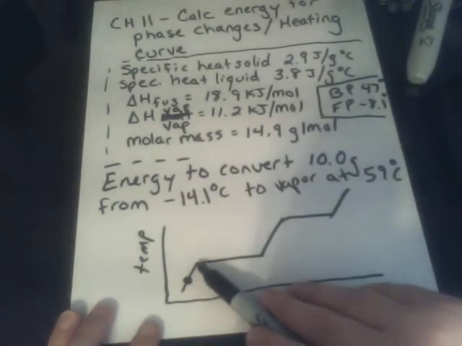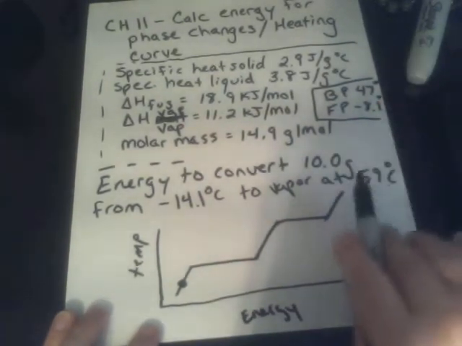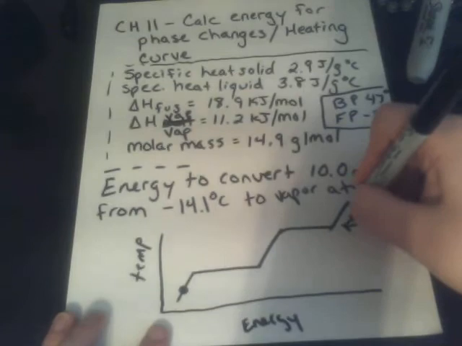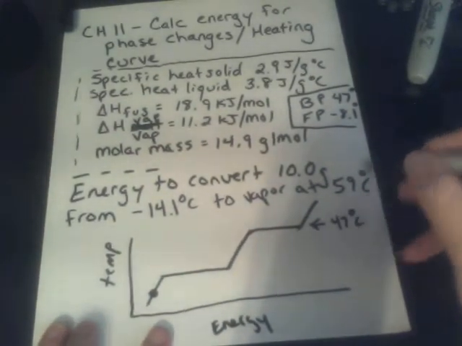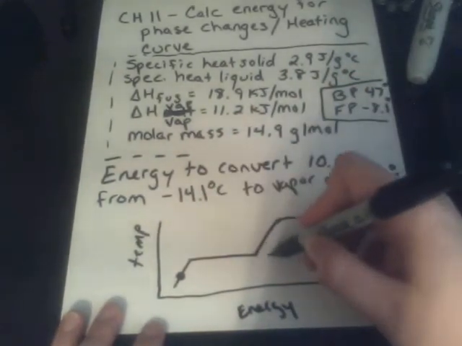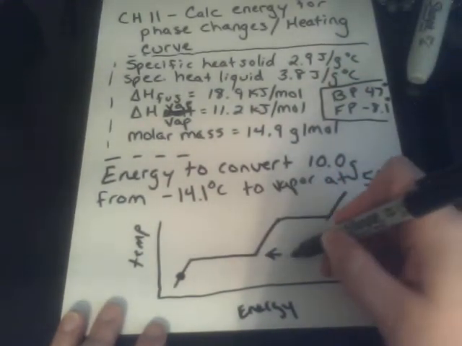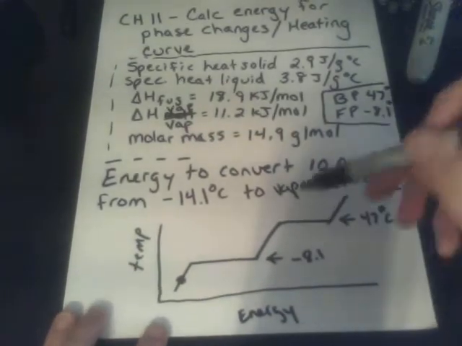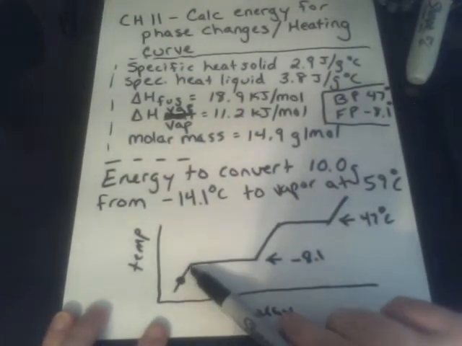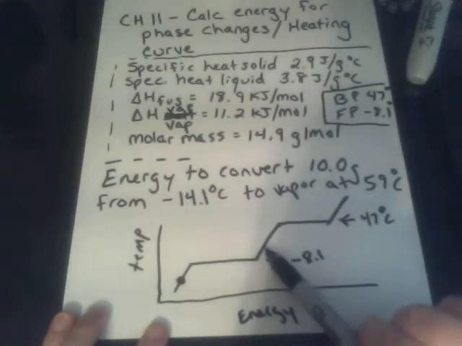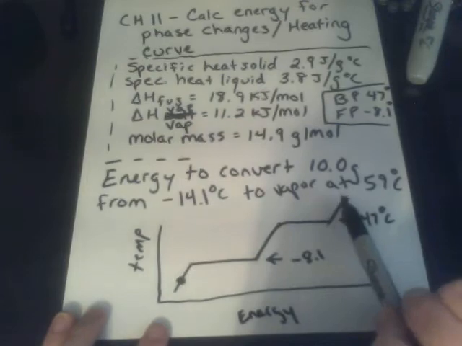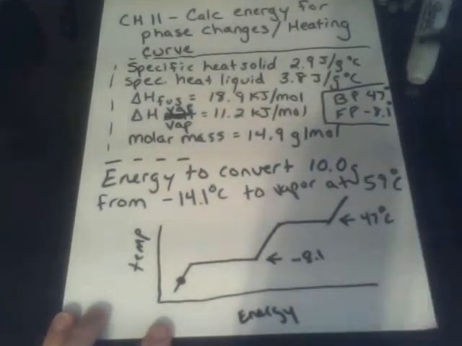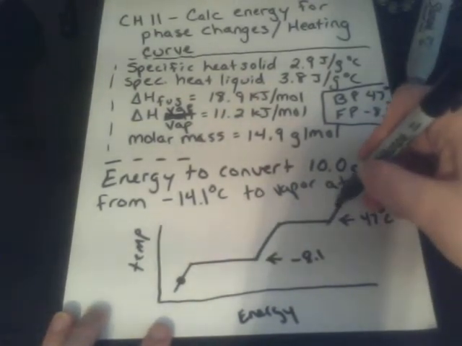I'm going to have to heat it up to the freezing point, because my goal is... if the boiling point's 47, right? This is the boiling point, this is 47 degrees, and this is the freezing point at negative 8.1, right? So I'm trying to increase it to negative 8.1. I'm going to have to heat up that liquid, convert it to vapor, and then take it all the way to my final destination at 59 degrees Celsius.